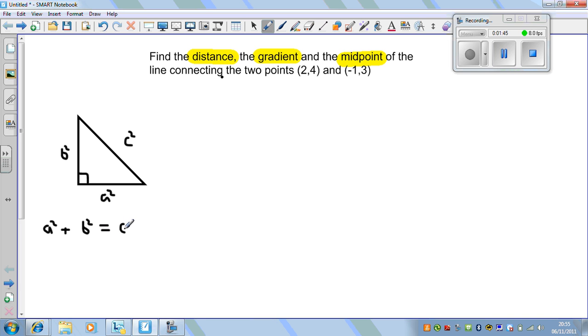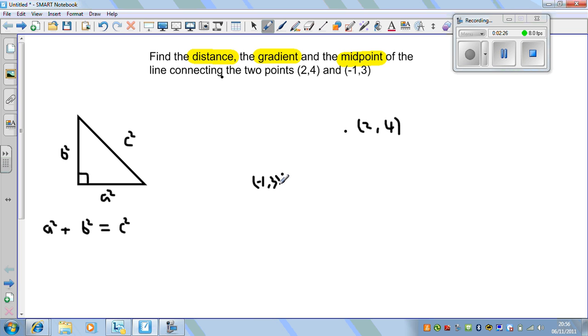Now I'm going to work out the distance from first principles, and eventually you'll be able to just apply this into the formula. If I did a quick sketch of these 2 points, I'm not going to bother drawing a coordinate grid. 2, 4 is going to be in the first quadrant, so let's just put 2, 4 there, and minus 1, 3 is going to be in the fourth quadrant, but to make it look like a triangle, I'm going to exaggerate it and put minus 1, 3 there.